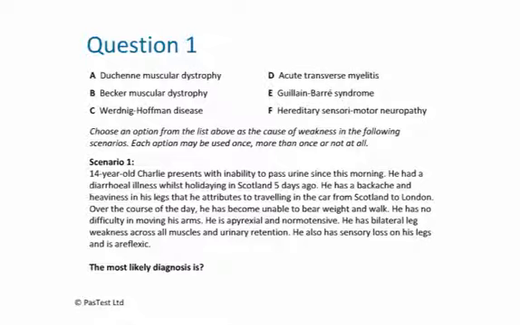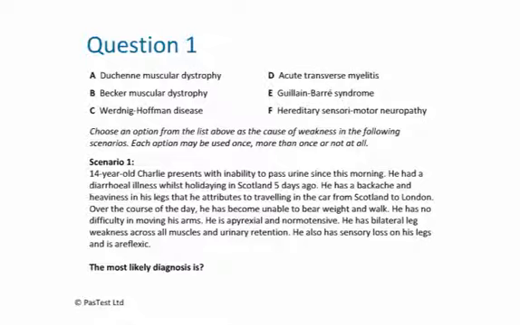He presents with inability to pass urine since this morning. He has had a diarrheal illness whilst he was holidaying in Scotland 5 days ago. He also has a backache and heaviness in his legs, and he thinks this is because of the long car journey from Scotland to London. Over the course of the day, he has become unable to weight bear and walk. He has no difficulty in moving his arms. Clinically, he is apyrexial, his blood pressure is normal. He has bilateral leg weakness across all muscles and also has urinary retention with palpable bladder. He also has some sensory loss in his leg to pain and temperature, and deep tendon reflexes are absent.